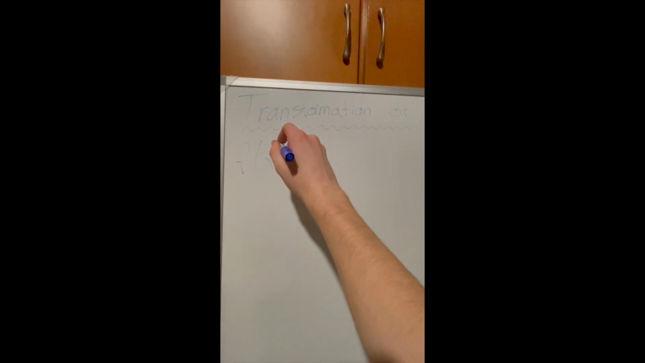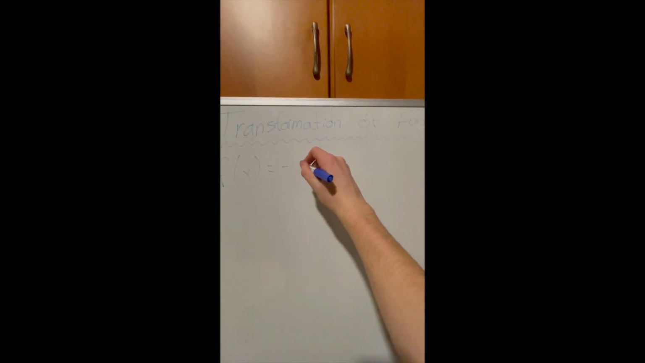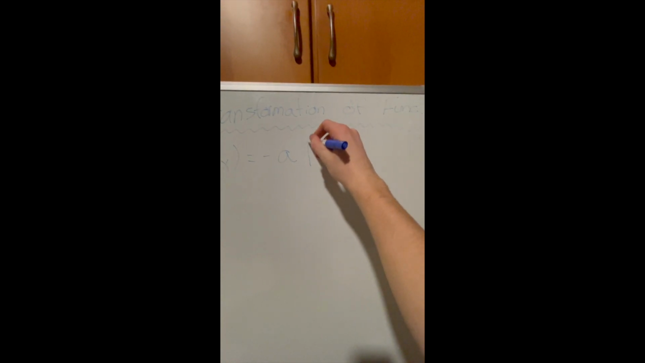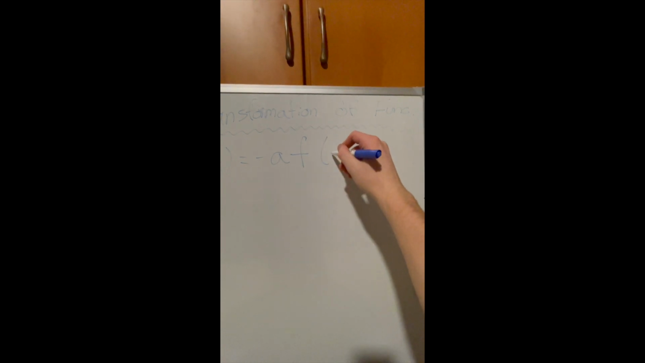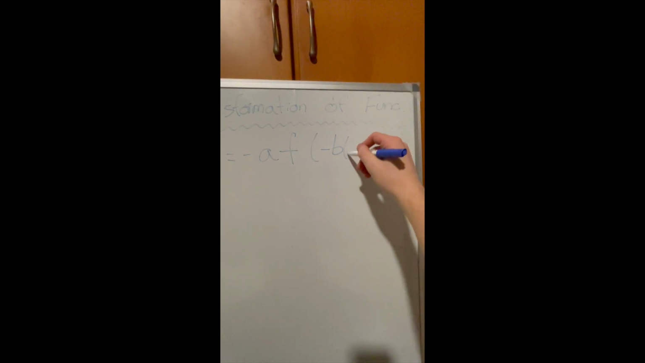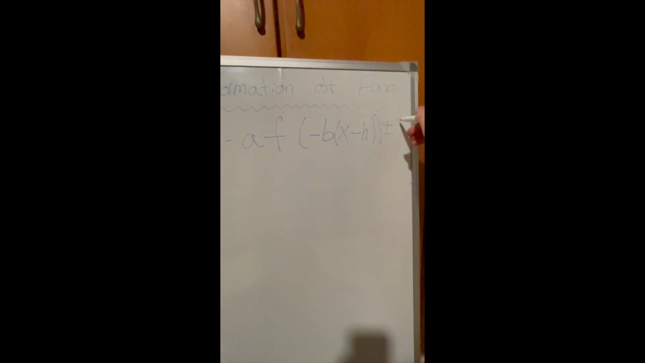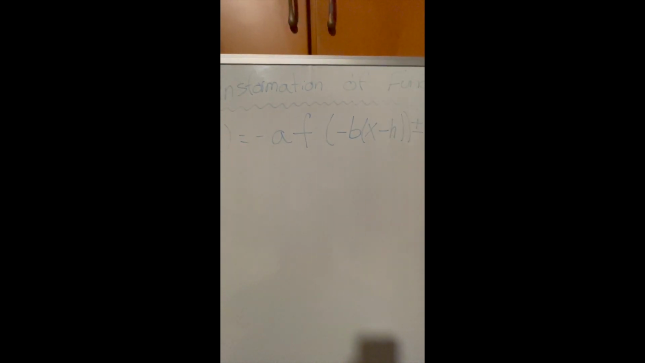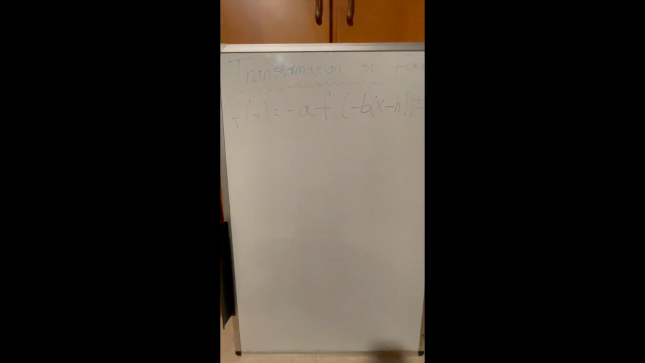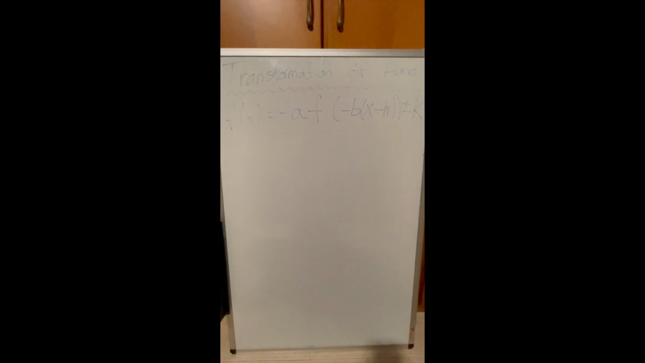F of x, or y, you can call this whatever you'd like, is equal to plus or minus a, f of plus or minus b, x minus h, plus or minus k. Let's break down this general format into different parts.